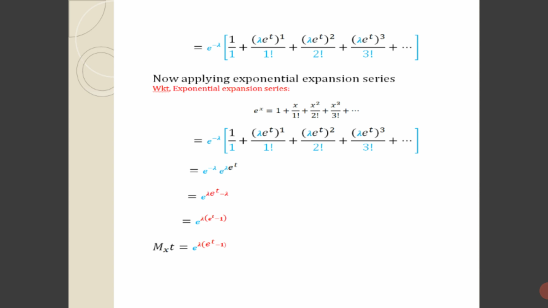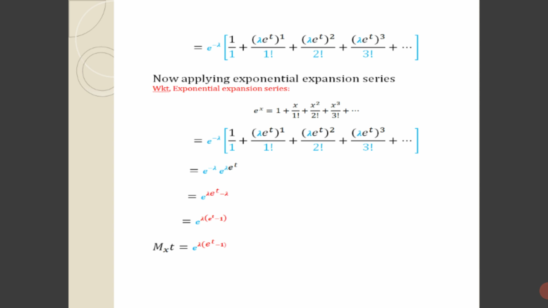In this equation, there are two exponential functions. So we take the exponential function in common and the powers should be added: e to the power lambda e^t minus lambda. Now lambda is common in the power, so we take lambda outside in this power term: e^(lambda (e^t minus 1)). After simplification we get e^(lambda (e^t - 1)). This is our moment generating function result.